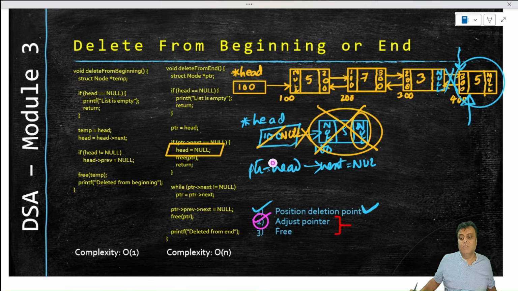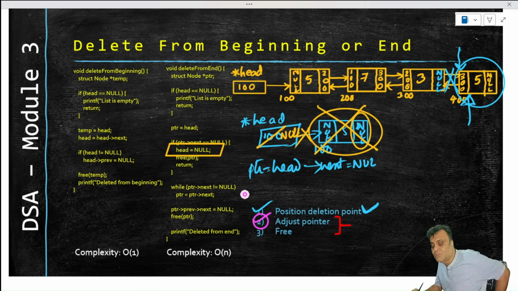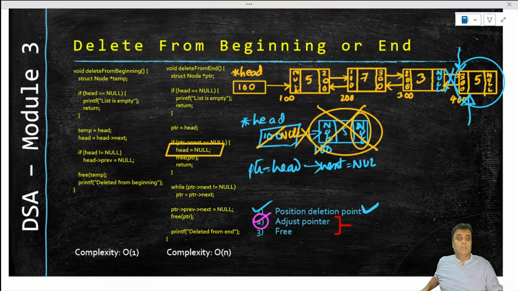Because head has now become null, you would have lost this 100 address, because 100 is gone. You are making it null. So that's why you need a pointer to store that 100, so that you can make adjustments to that pointer variable in the future, which is the free pointer in our case. So we do a free pointer, and that's all. That will take care of delete from beginning or end.